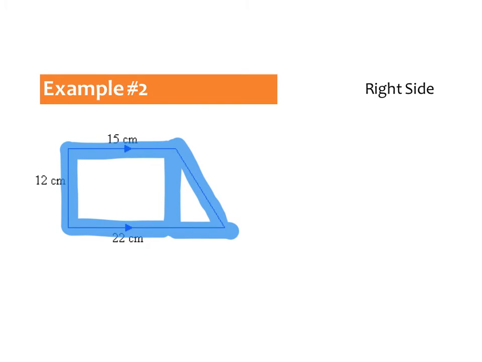Now, the one weird thing about my triangle is I don't have any dimensions for it, meaning I don't have the height or the base. So what that means is I'm going to have to try to figure that out. And that's where the tricky part comes in. So make sure you're paying close attention.